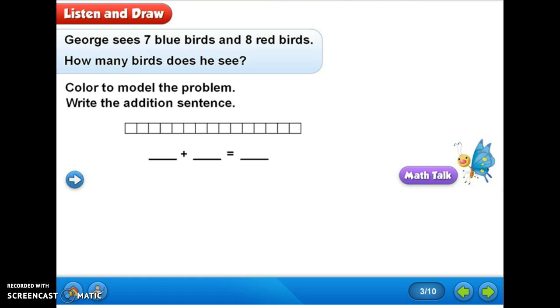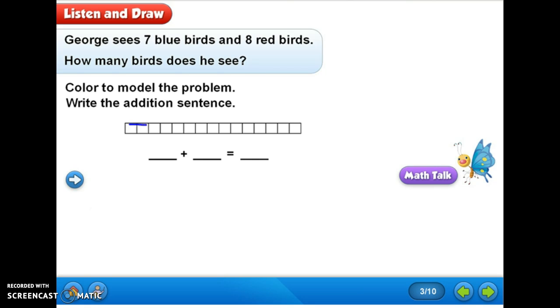Okay, let's look at our first problem. It says, George sees 7 bluebirds and 8 redbirds. How many birds does he see? All right, I know he sees 7 bluebirds. So it says to color to model the problem. So I'm going to color 7 of my cubes blue.